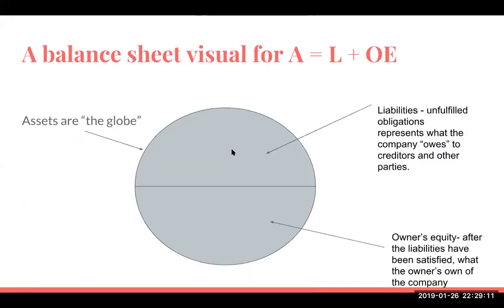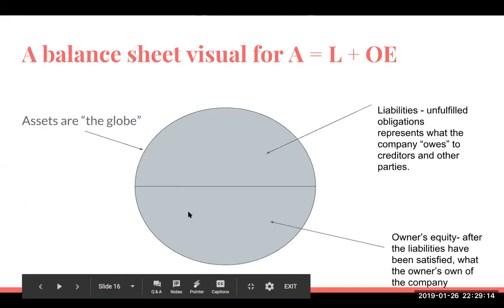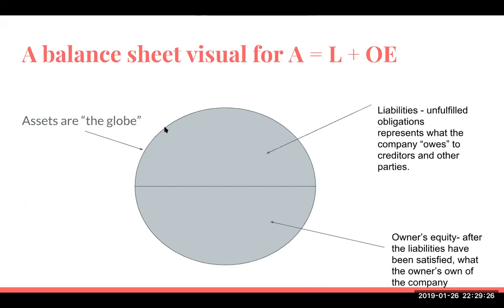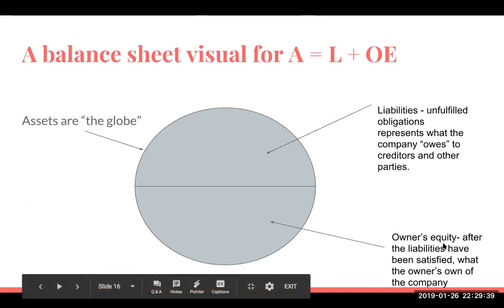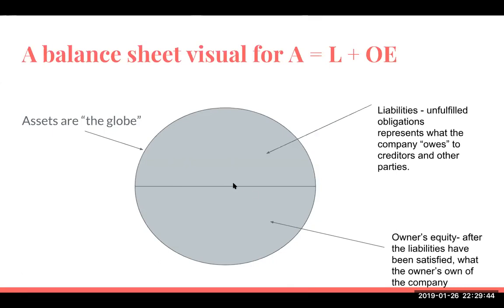And so, a visual of this: if we looked at assets as a globe, as a big circle, these are my assets, and the inside tells me how these assets are owned. Are there claims on these assets? Liabilities, or unfulfilled obligations, represent what the company owes to creditors or other parties. And then you have owner's equity. After the liabilities have been satisfied, what do the owners own of the company? I realize that this looks like it's 50% on each side, but it's not necessarily going to be that.